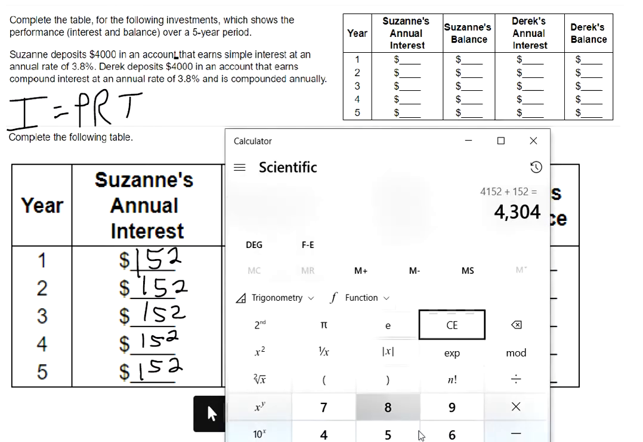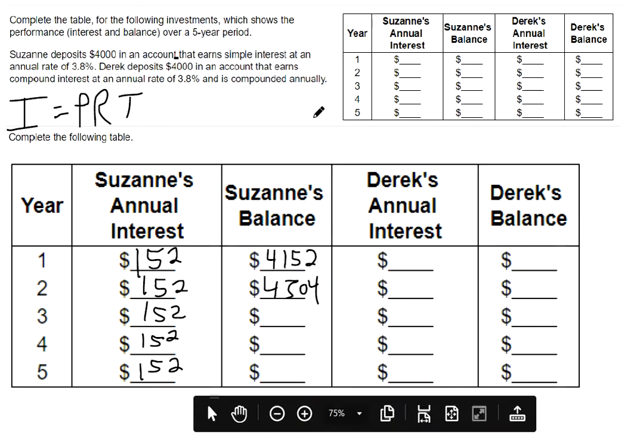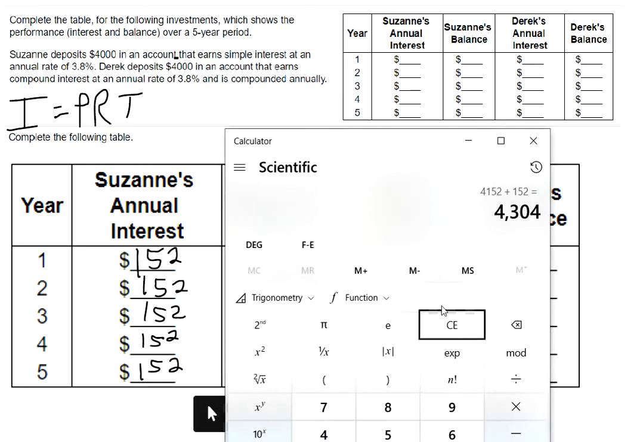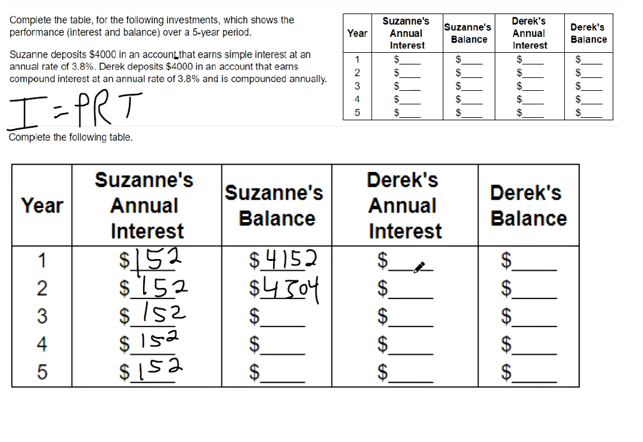So Suzanne's column is more straightforward than Derek's. Let's calculate Derek's interest the same way we did before. Let's see, Derek is earning 3.8%, so luckily that's going to be the same number, right? Derek starts with 4,000 for a principal. The interest rate is a decimal, 0.038, and the time is 1 year. So it's $152 for Derek. So this is Derek's new balance, the original 4,000 plus the 152 in interest.